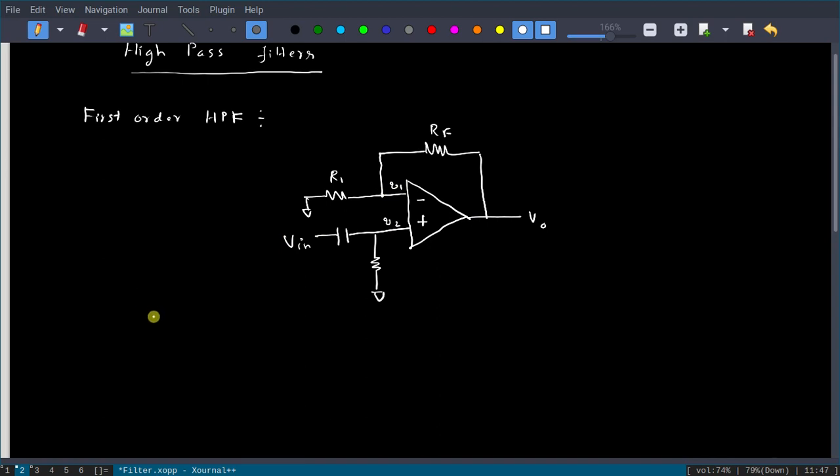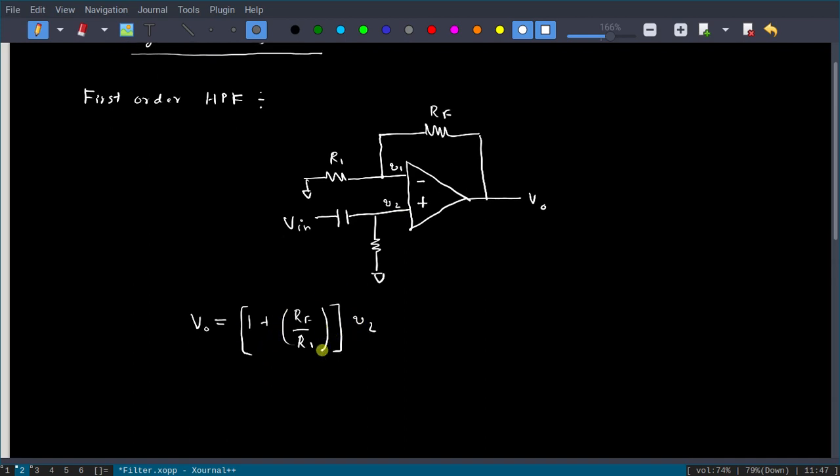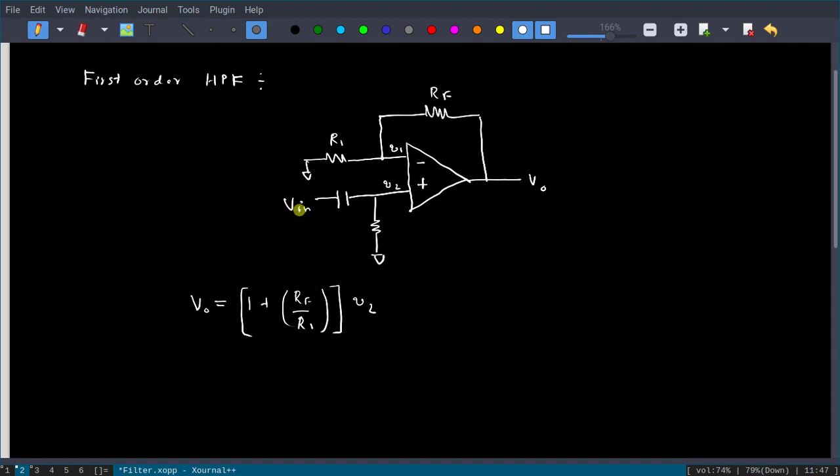Now let us see what is the transfer function or output voltage or the gain that we get here. So this is a non-inverting operational amplifier. So V0 is 1 plus RF divided by R1 times V2. Whatever voltage you apply at the non-inverting terminal, it will be amplified by this factor 1 plus RF by R1. Okay, but we have to find what is V2, because we are not directly feeding our V in at the non-inverting terminal, we are passing it through a capacitor.